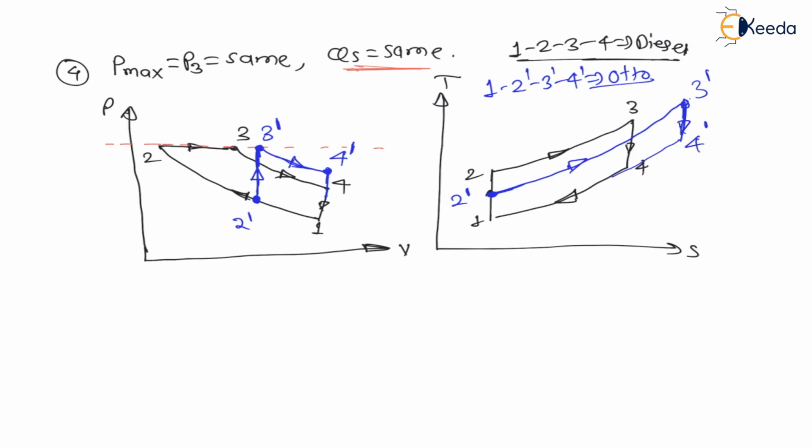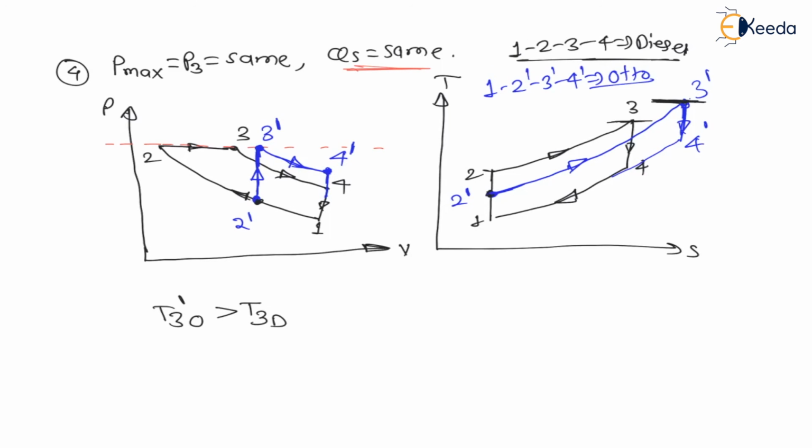Now my dear students, maximum pressure is same. Temperature at the end of compression, we can say T2 dash is less than T2. That means temperature at the end of compression of Otto is less than temperature at the end of compression of diesel, because dash is here for Otto now, right? Now next comparison, peak pressure is same. Temperature at the end of heat supply, can you imagine here T3 dash is more than T3, therefore peak temperature of Otto is more than peak temperature of diesel.